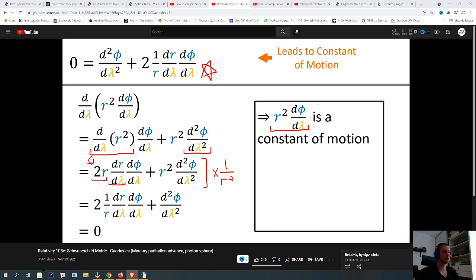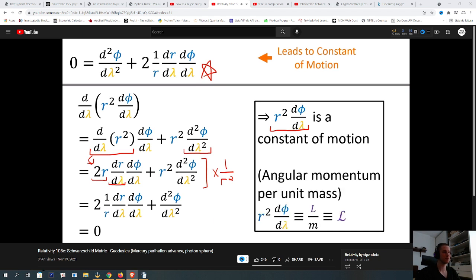The formula r squared times the derivative of phi is actually the same formula as the Newtonian angular momentum L per unit mass, which we will denote as curly L. This is a conserved quantity associated with translations in the phi coordinate, which are basically rotations, so it makes sense that it's the angular momentum.